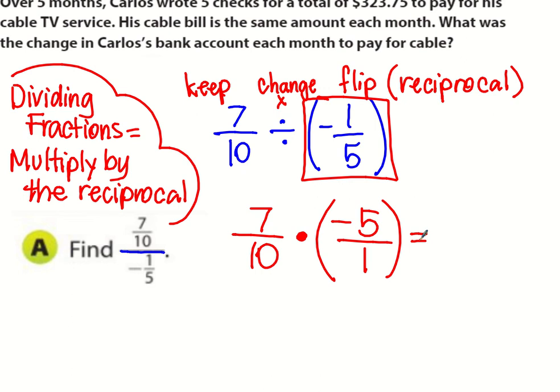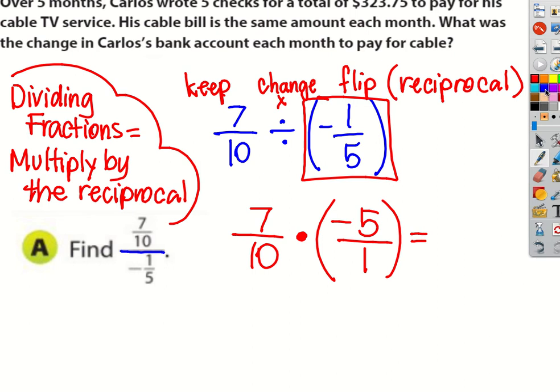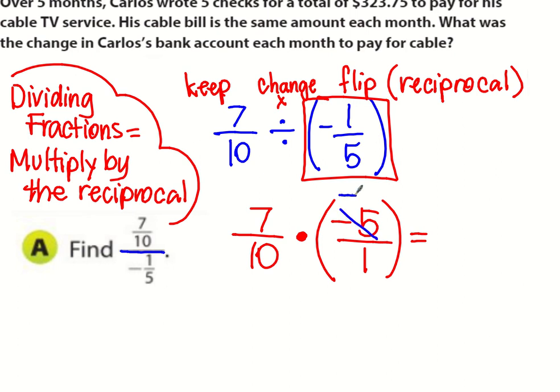You guys can cross-reduce. Sorry, hopefully you guys can still hear me. You can cross-reduce if you want to. Most of you, since this is Math 7-8, will do cross-reducing. 5 goes into -5, -1 time. 5 goes into 10 twice. Now multiply your fractions across. Let's do our numerators. 7 times -1 is -7. 2 times 1 is 2.